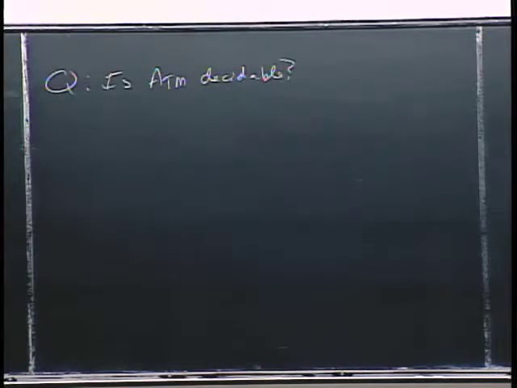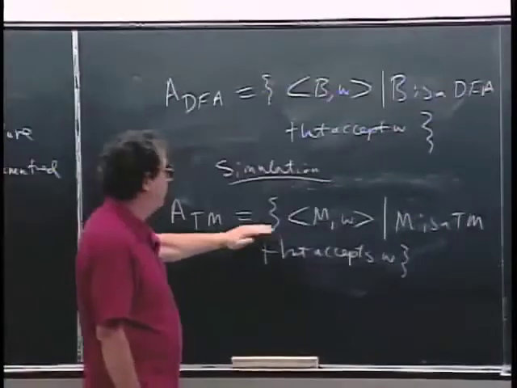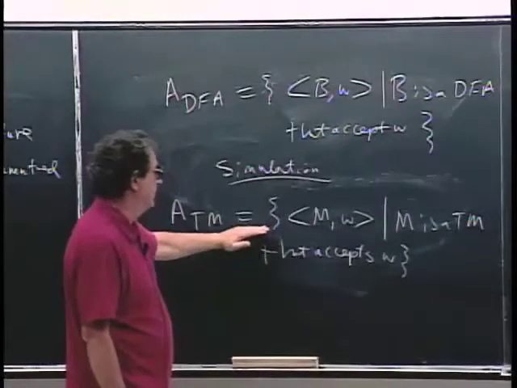So this is any Turing machine, M. Is there a Turing machine that can take in a description of any other Turing machine and an input, and then determine whether or not M, that's the Turing machine that was given as input, accepts W? Okay? And is everybody clear on what the question is? It's just analogous to this question, but now in terms of Turing machines.